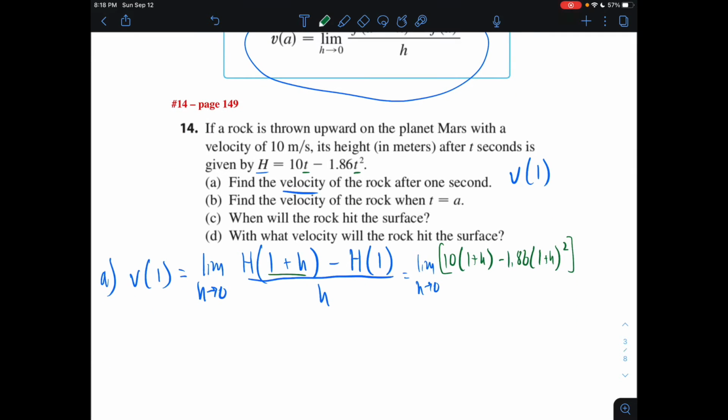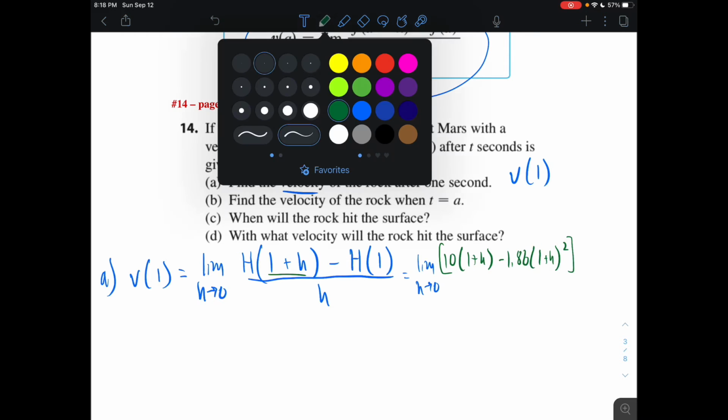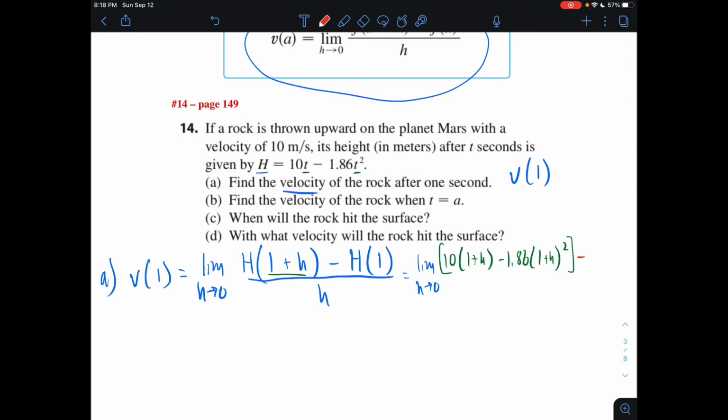And then capital H of 1 just means plug in 1 everywhere that I see a t. So in this case, I'll have minus, when I plug a 1 in for t, I'll get 10 times 1, which is 10. And then 1.86 times 1 squared, which is 1.86, and I'll just be subtracting that. So what I have here in green, that's the capital H of 1 plus h, this part. What I have in red is just capital H of 1. And then I have to have all of this divided by lowercase h.